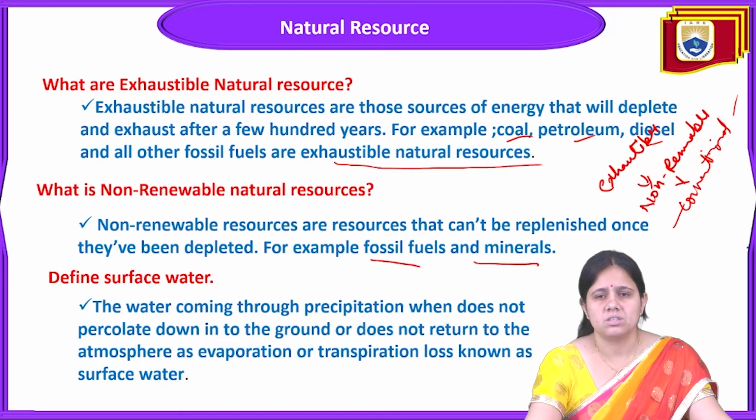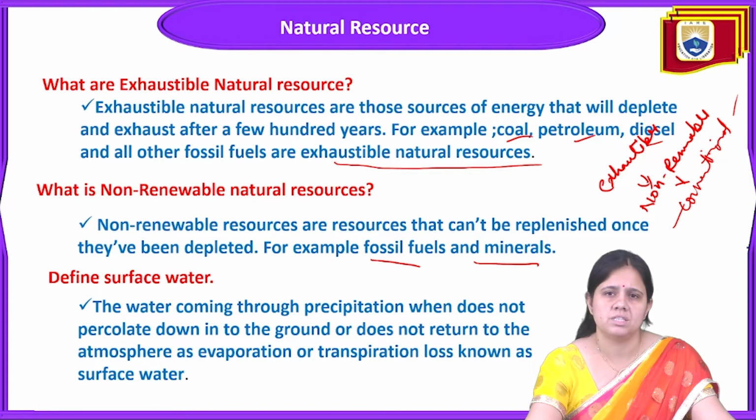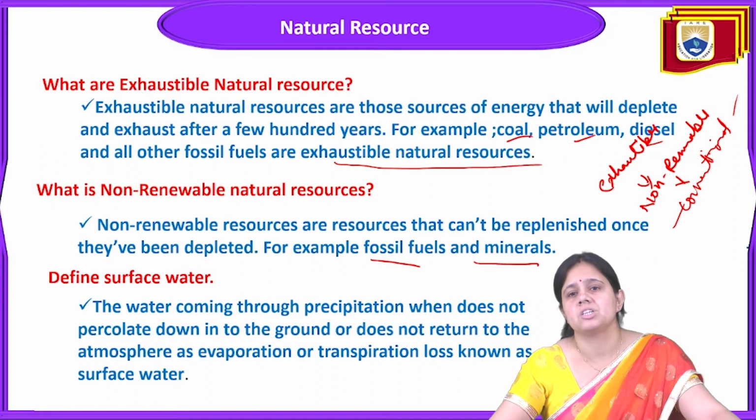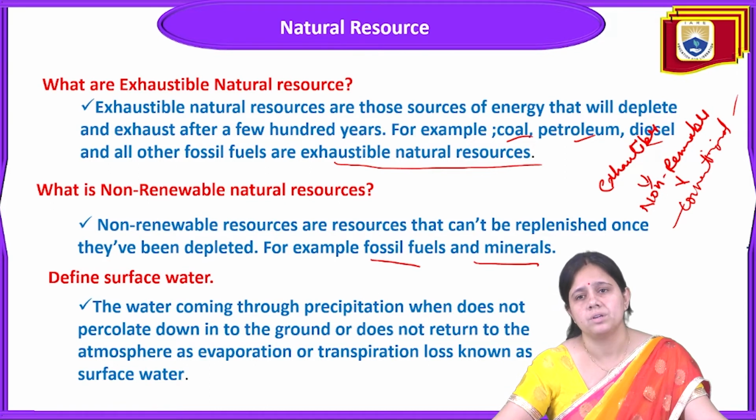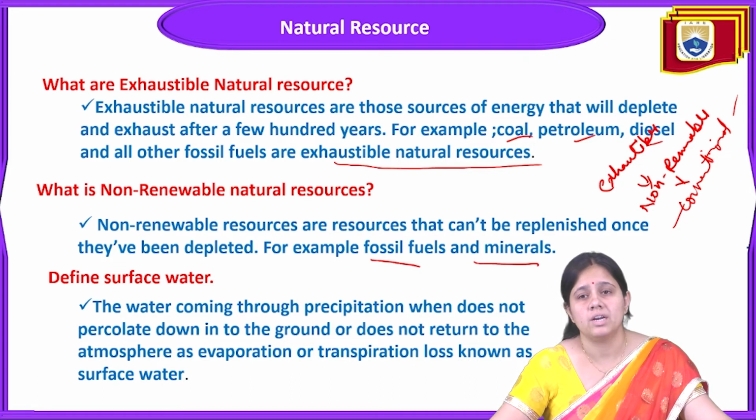Now comes the next definition: define the term surface water. After these resources, water is again a resource. Water is a renewable resource. So let's come to the definition of surface water. The water coming through precipitation, which does not percolate down into the ground or return to the atmosphere through evaporation or transpiration loss, is called surface water.